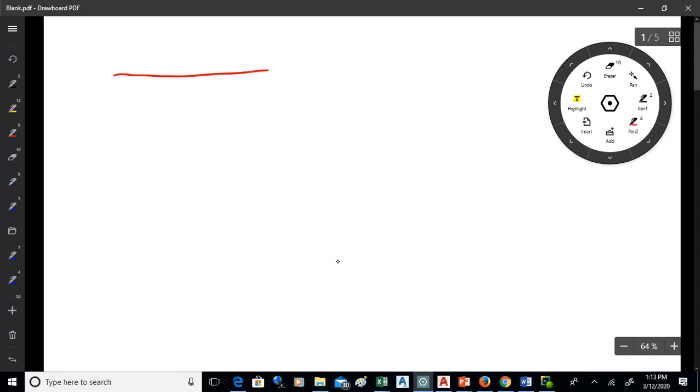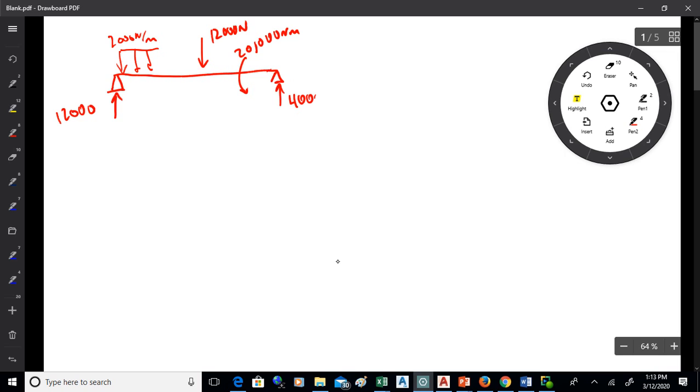So this first one here, you've got the 2,000 newtons per meter, and then you've got 12,000 in the middle, and then the couple here at 20,000. All right, you need to find their reactions. And they're 12,000 over here. And then I think it's 4,000 here.